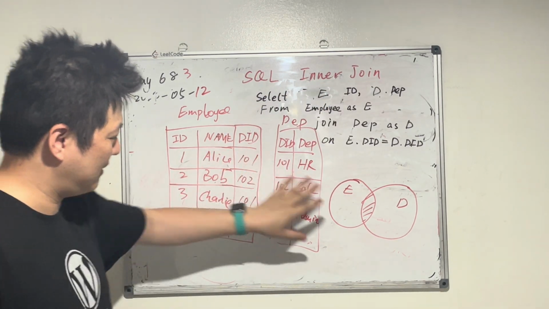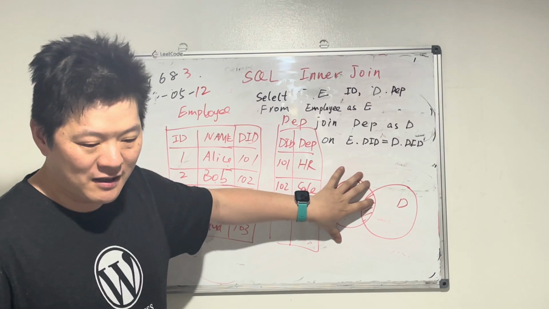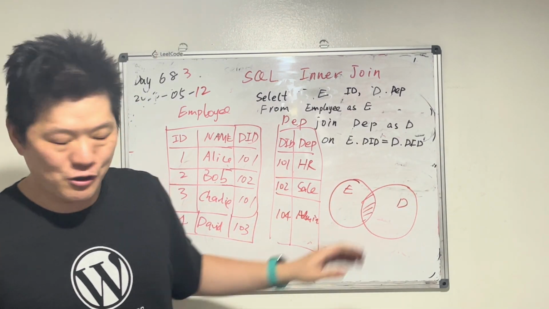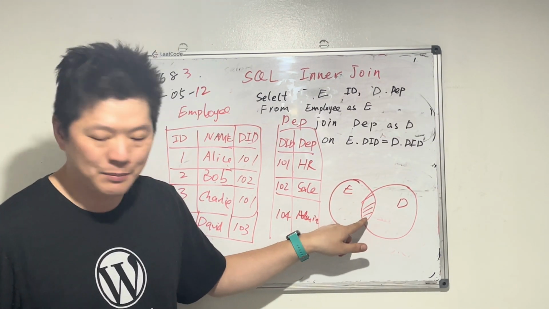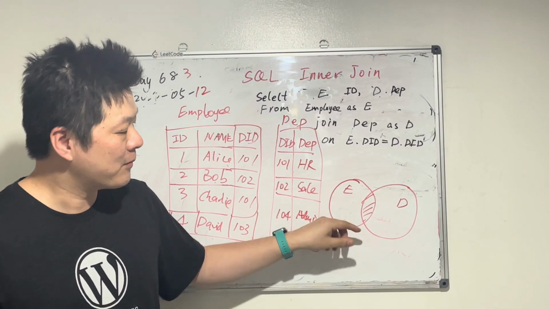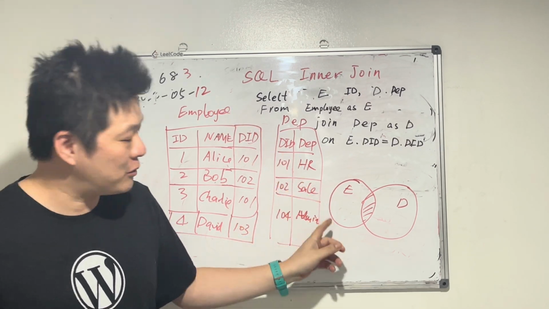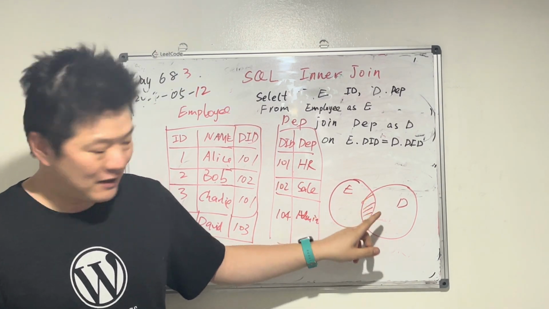So basically, looking at this Venn diagram, we have a table here, and another table here. The inner join basically returns this common part. It returns the records which are in both tables. Does it make sense? Yes, this is the intersection.